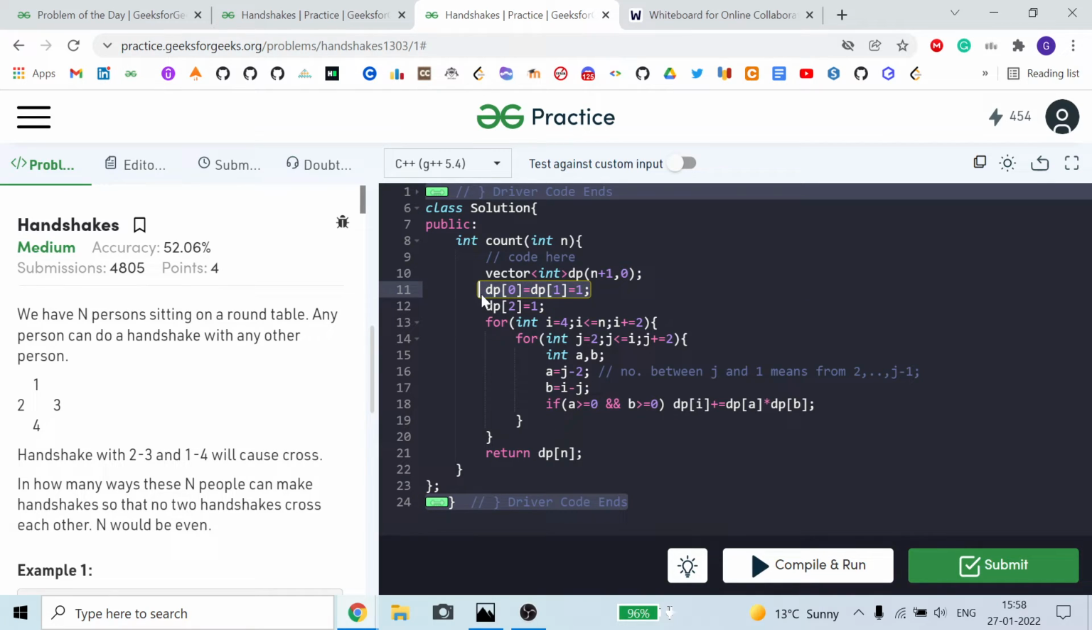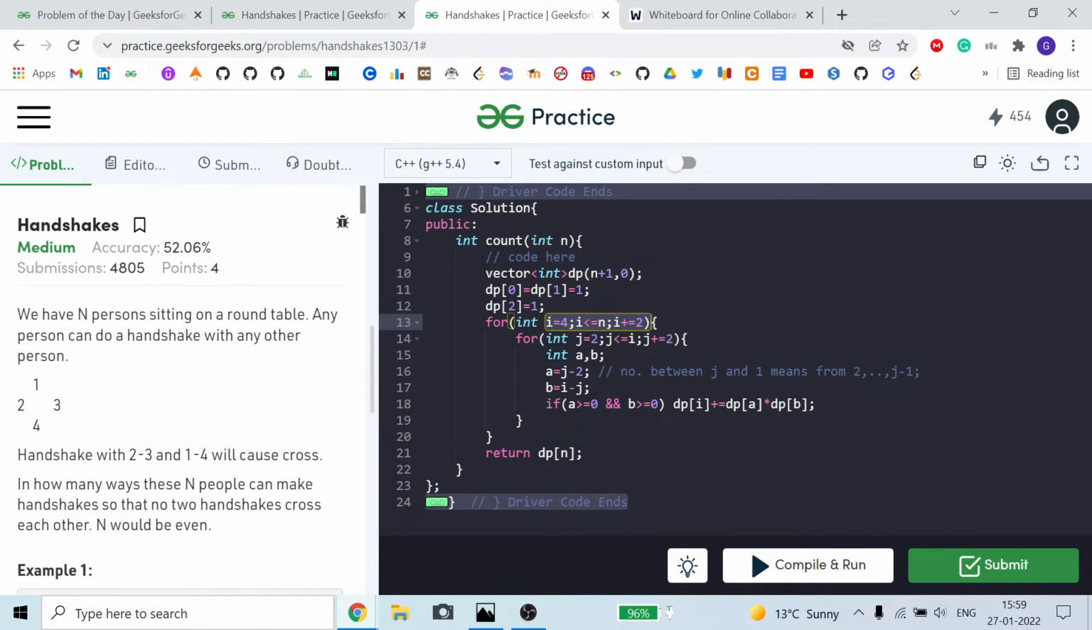I am explaining you why. And dp of 2, because for n is equal to 2 we have only one way, and we are starting with i is equal to 4. We run the loop till i is less than or equal to n, and we add 2, because as we can see n will always be an even number.